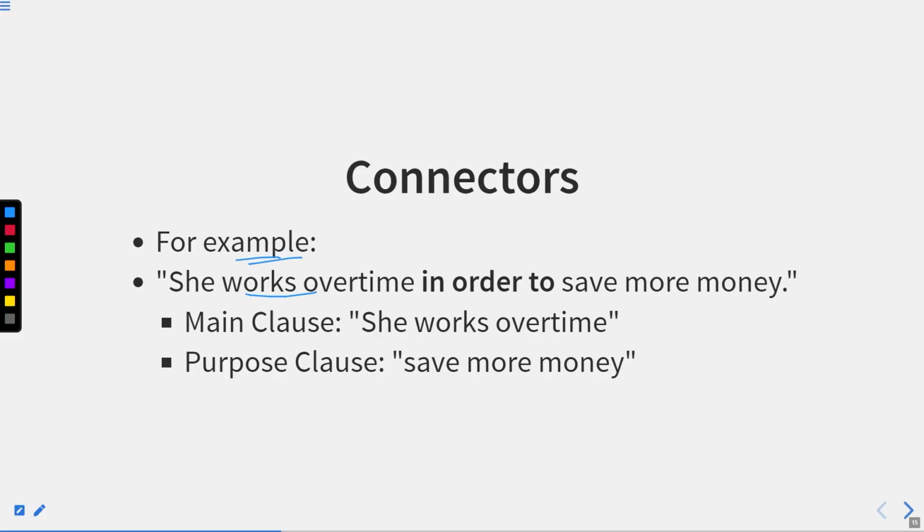For example, she works overtime in order to save more money. So what is her motive behind working overtime? Just to save more money. So what will be the main clause? "She works overtime," in which she is performing an action, and the purpose behind this is shown in the purpose clause, that is, "save more money" is the purpose clause.